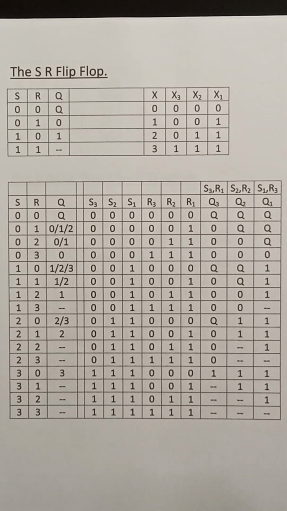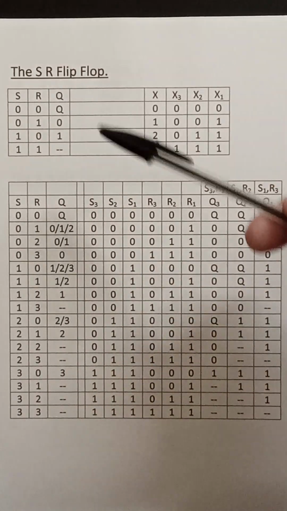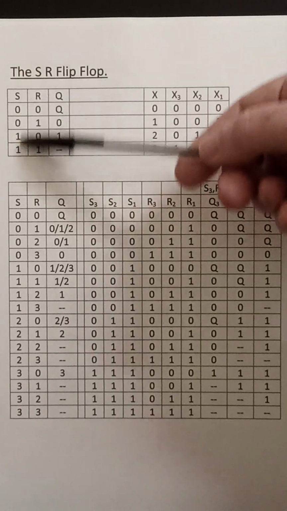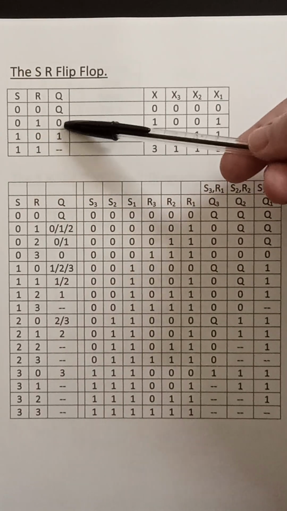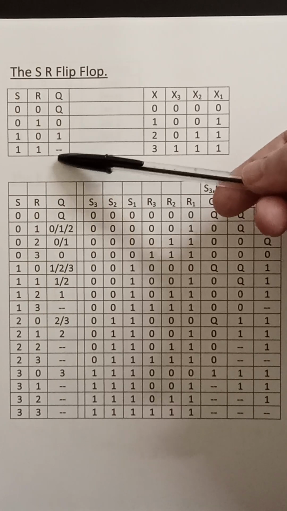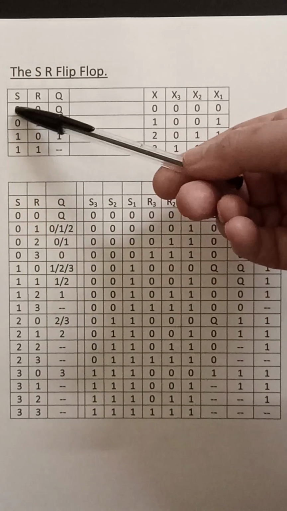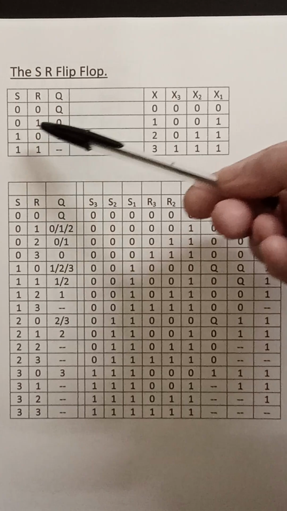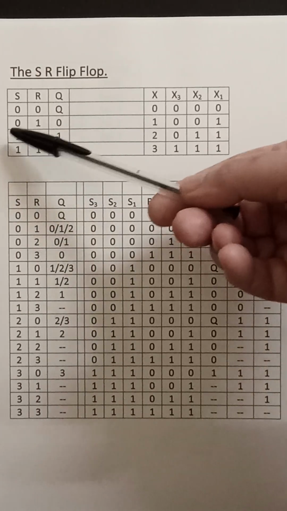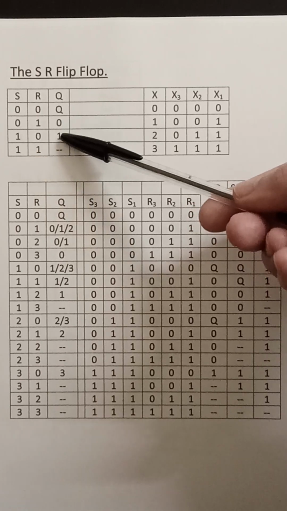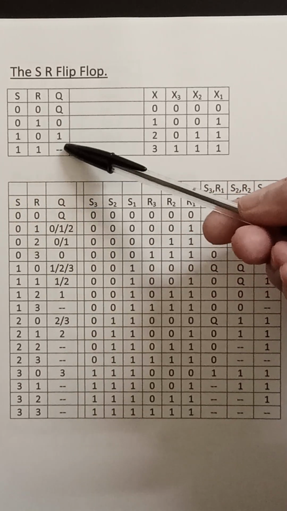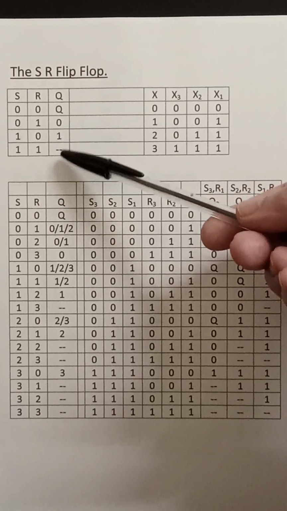Now first we can start with the SR flip-flop. Here we have the binary truth table for the SR flip-flop. S and R, Q for hold, 0, 0, 1 and not allowed, indeterminate state. So S equals 0, R equals 0 is a hold, S equals 0, R equals 1 is a reset with 0, S equals 1, R equals 0 is a set, which is 1, and S equals 1, R equals 1 is a don't care, a prohibited state.